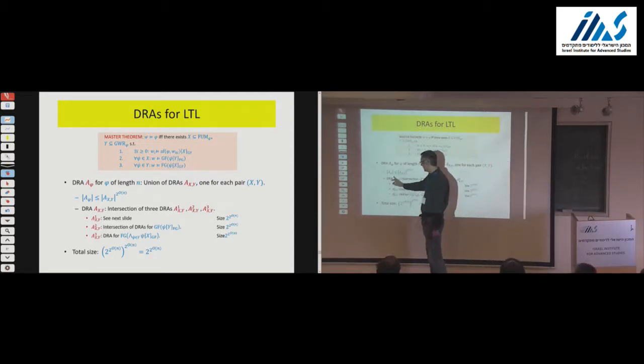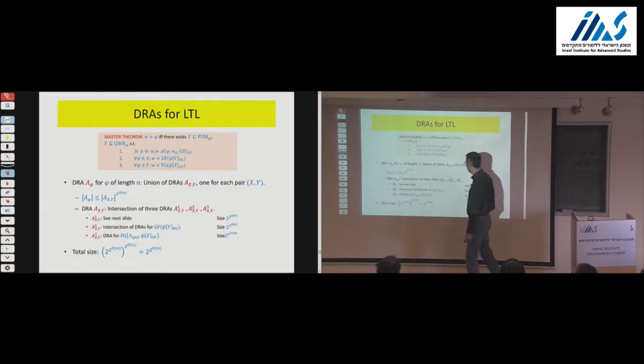How do you construct the A_xy? Well, it's going to be the intersection of three deterministic Rabin automata for these three conditions: 1, 2, and 3. The one for 1, let me just delay this to the next slide. This is the one that needs a little explanation. The one for 2, this is just, we know how to do this because each of these formulas is just of the form GF and then a formula. And you are going to have a double exponential size, which in general cannot be smaller.